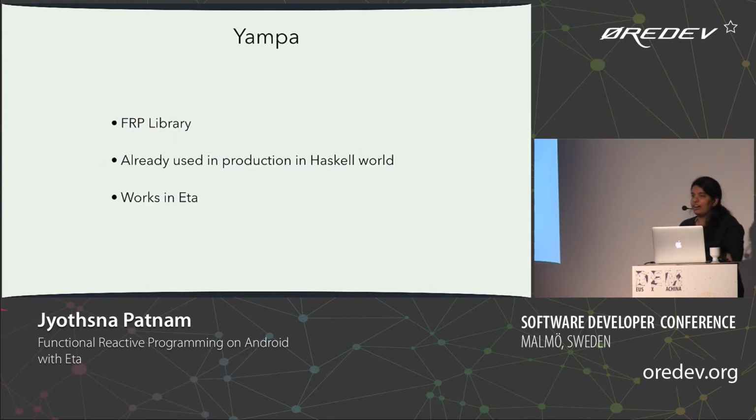Now that our project is set up, let's get into the game logic itself. For this, I'm using a library called Yampa. This is proven to be a practical library in the Haskell world, and it's also used in production. Because of how ETA works, we get this library for free. We do not have to do any modifications. You can just compile it with ETA.